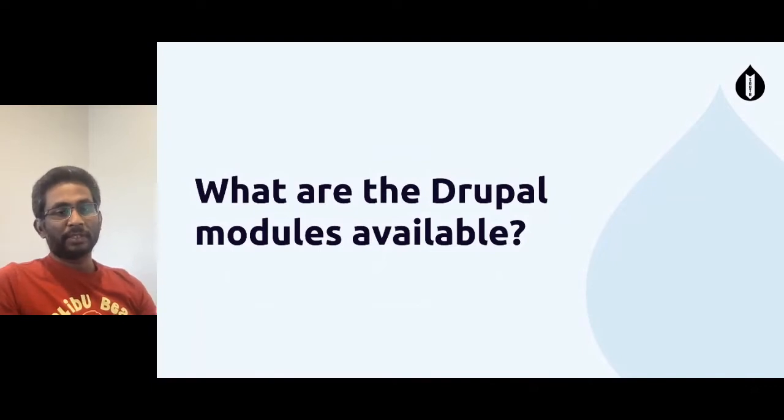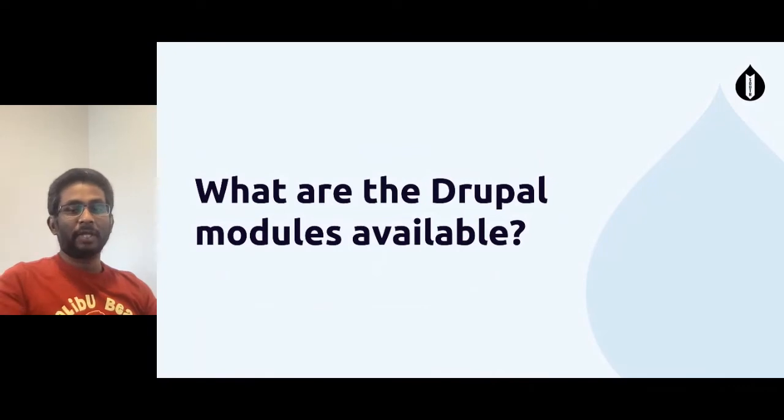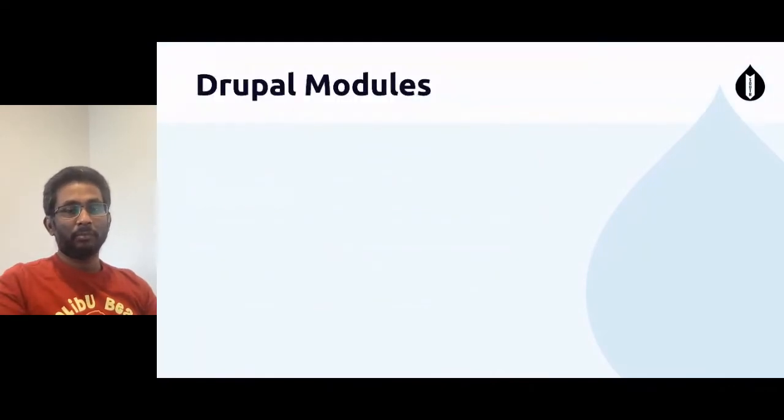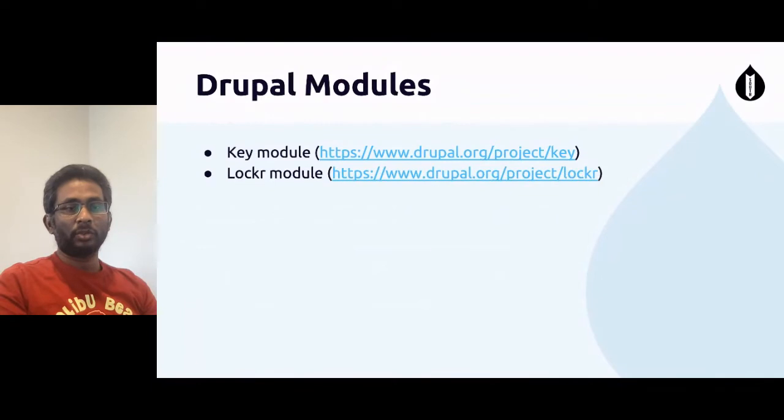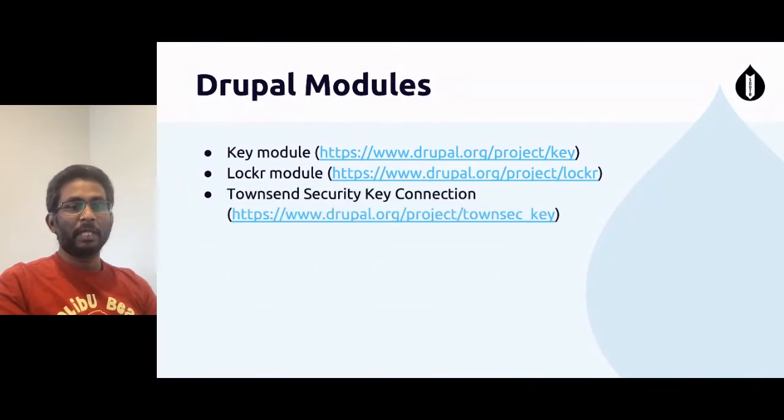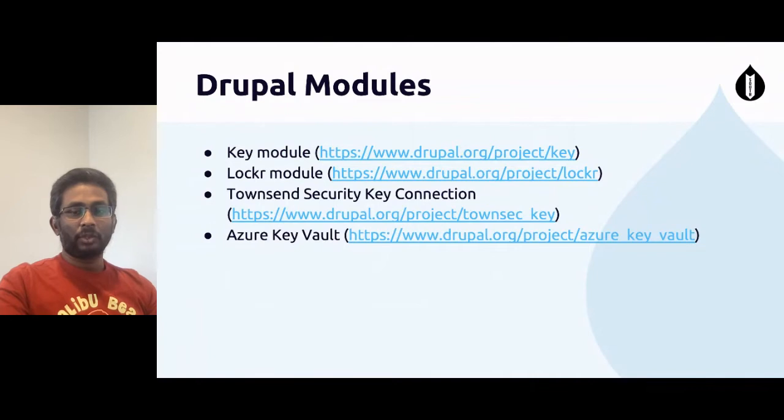I'll be discussing the available modules, and then finally what's available in the Key module. As you suspected, my first preference is the Key module. Then there's another third-party provider called Locker. It's a third-party provider like Azure Key Vault, where you can store your keys with the Locker module and access them from Locker whenever you need them in your application. Then Townsend Security Key Connection is another provider offering key management.